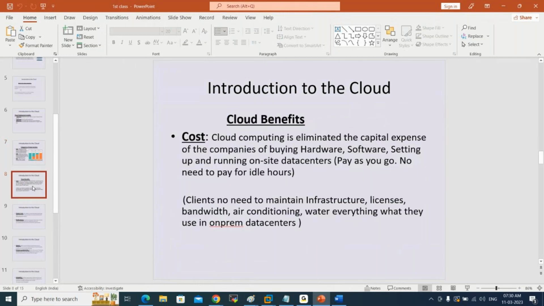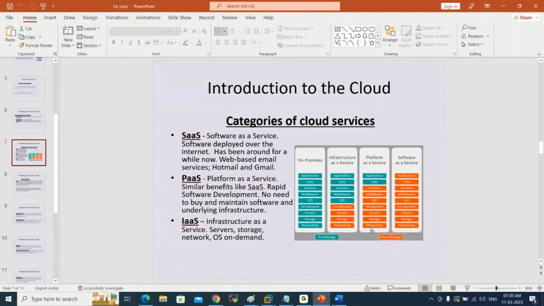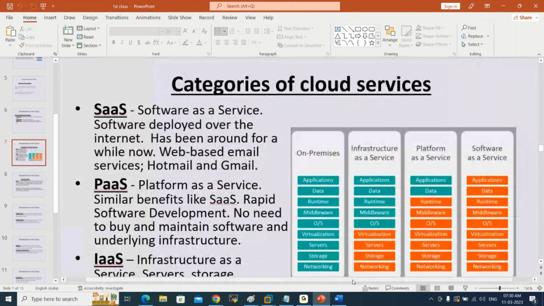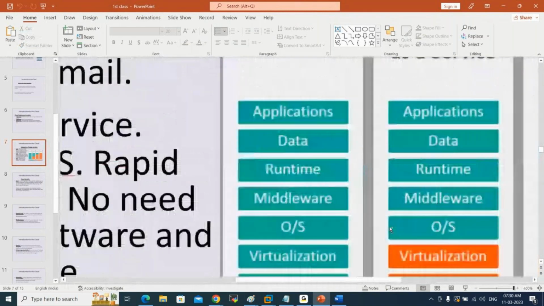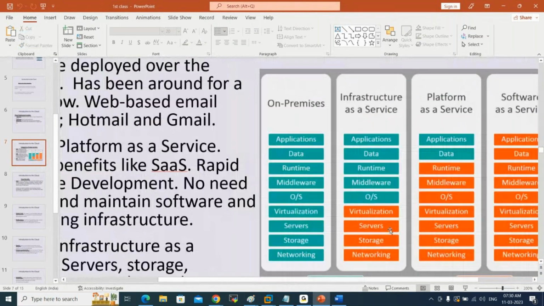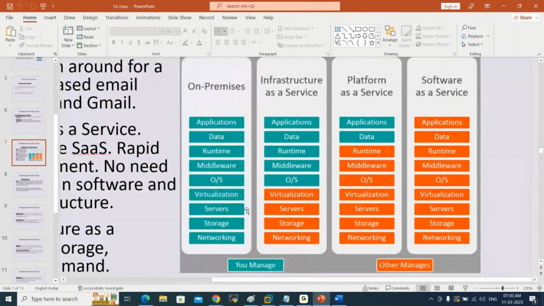Anyway, let's come to one more thing. If you look at this diagram closely, if I zoom in, just understand. If it is on-prem, you are responsible for every single piece of operation: networking, storage, servers, virtualization, middleware, anything for that matter. No need to name it all.